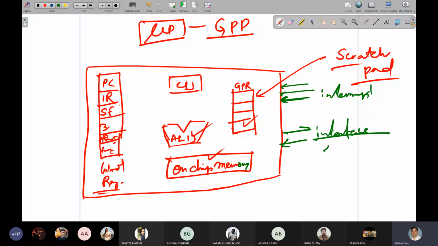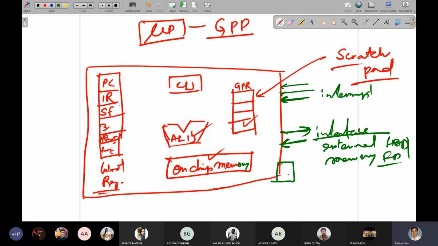Now, in the interrupt you get the interface. I can also use an interface for external memory, because on-chip memory may not be sufficient. Am I correct or not? Maybe HDD, maybe flash drive, whatever. So this is the interface related to external memory. Is it clear? Yes, sir.